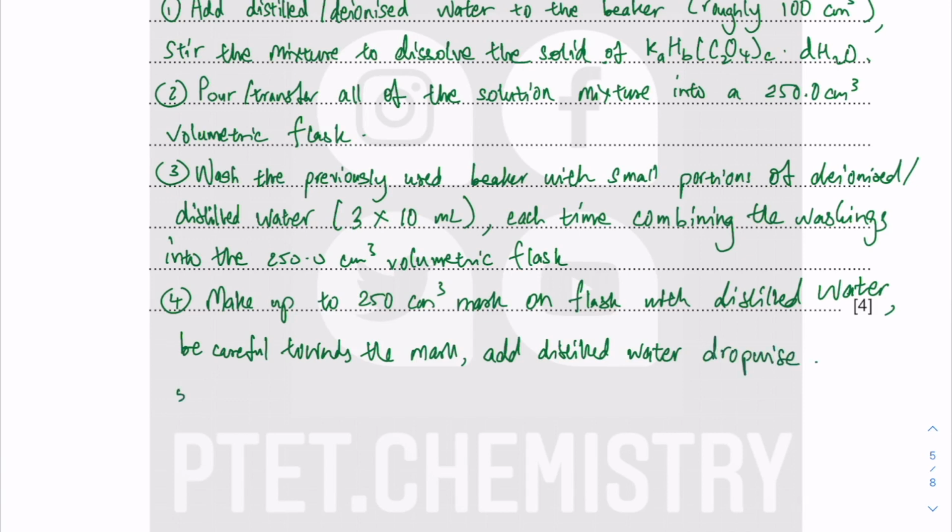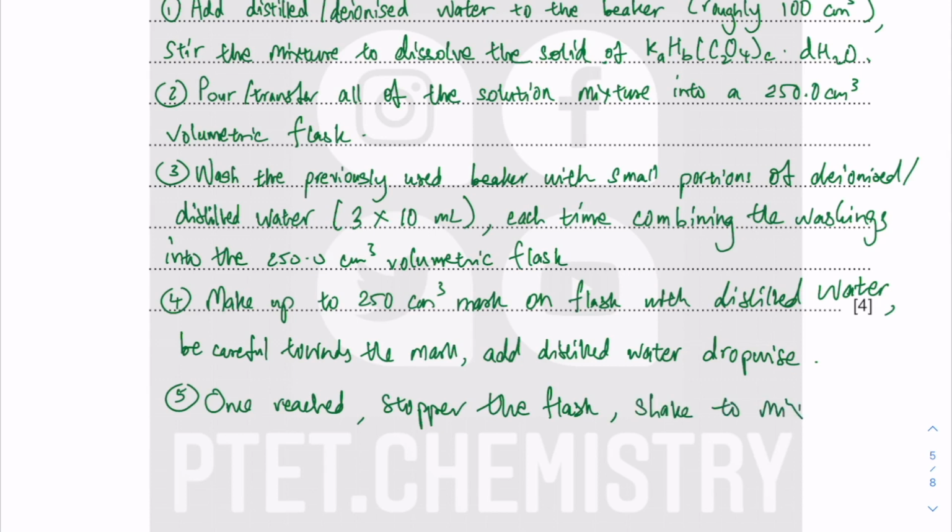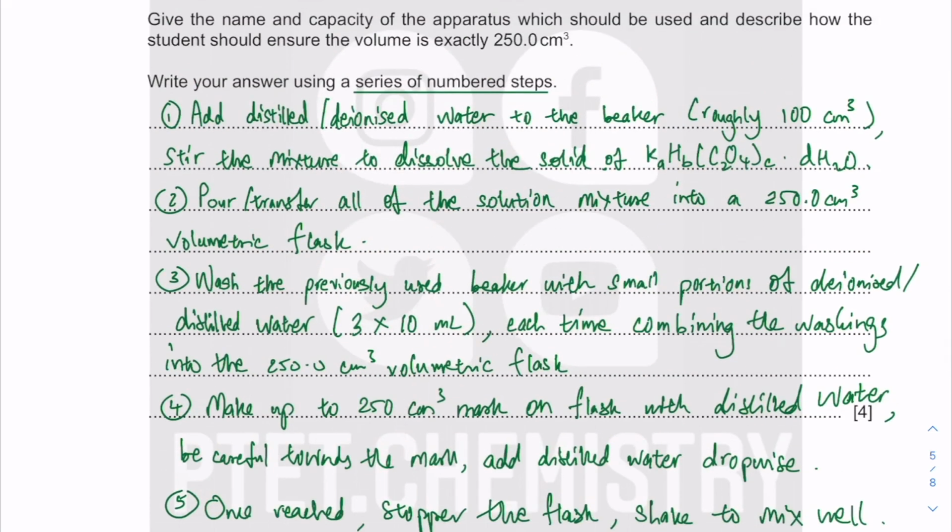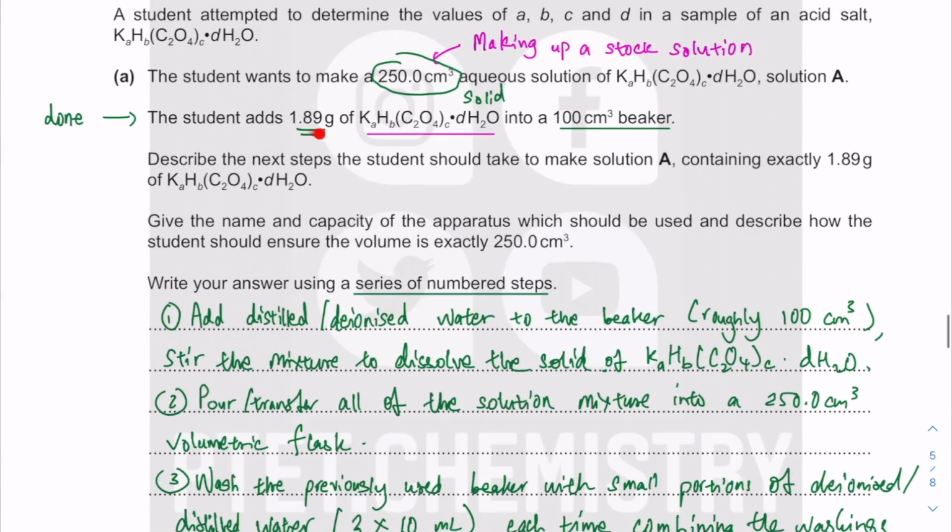Okay, after that, once the mark is reached, stopper the flask. So put a stopper on it. Shake to mix well. Usually people invert it up and down, and for that 4 marks, it's just really making out the stock solution. You can catch my experimental tutorial video on making a stock solution. The steps are going to be similar, it's just the solid that is different, and the mass was already given in the question.